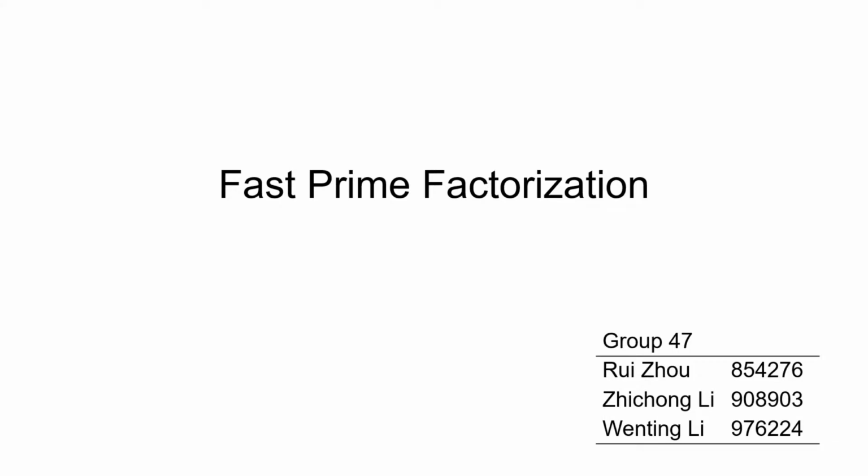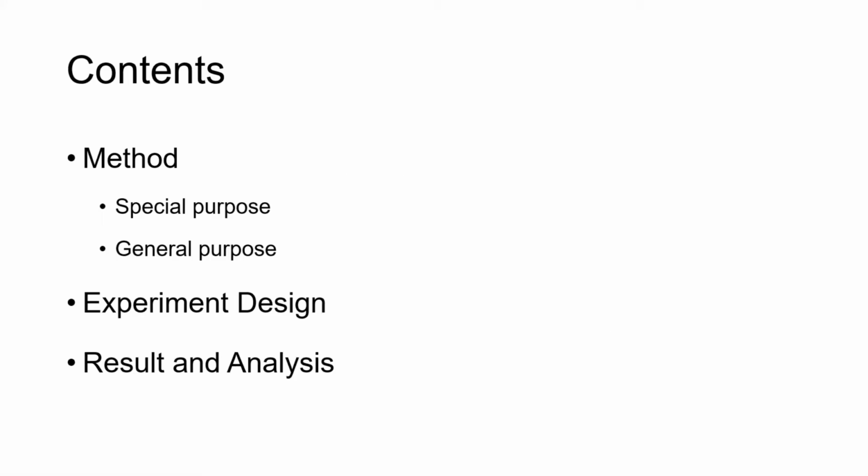Today our topic is fast prime factorization. It's known that the security of asymmetric key mostly relies on the difficulty of prime factorization, which is a computationally hard problem. Generally, factorization can be divided into special purpose algorithms and general purpose algorithms. Here, special means these algorithms are suitable for some particular situations, while general is just the literal meaning. We first introduce 4 methods picked from these 2 categories.